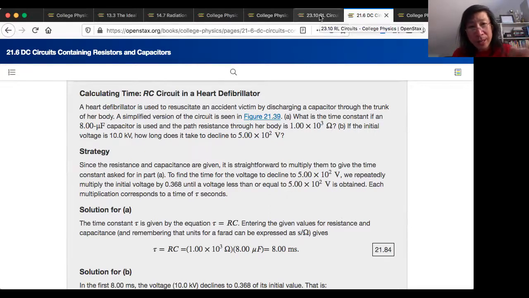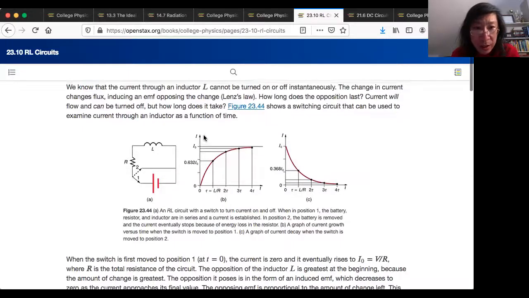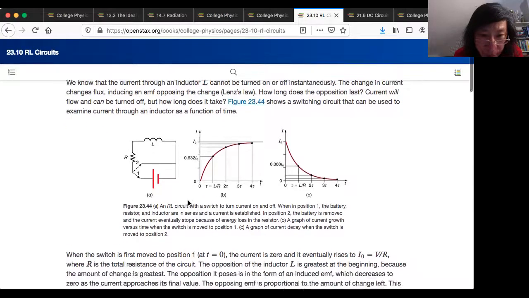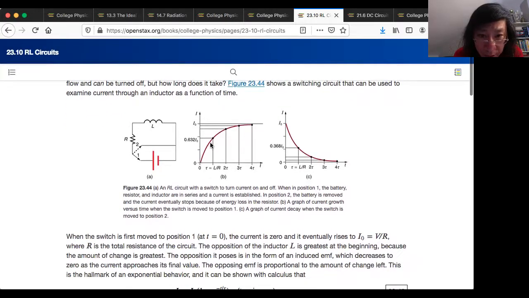So we're going to go back to the RL circuits. It turns out that for an LR circuit, we know that the current through an inductor L cannot be turned off or on instantaneously, because the change in current changes flux, and so you wind up getting an EMF, a voltage that keeps changing. Remember the EMF that we often talk about is basically equivalent to voltage, but you want to be careful not to use all those words exactly the same all the time.